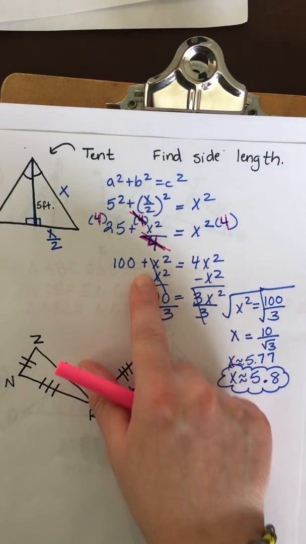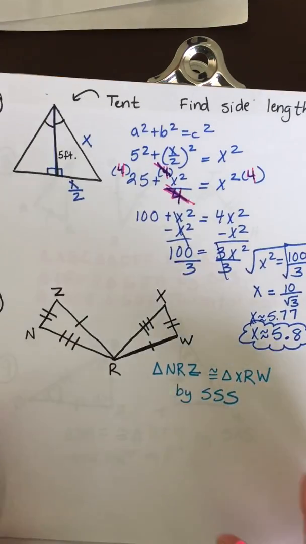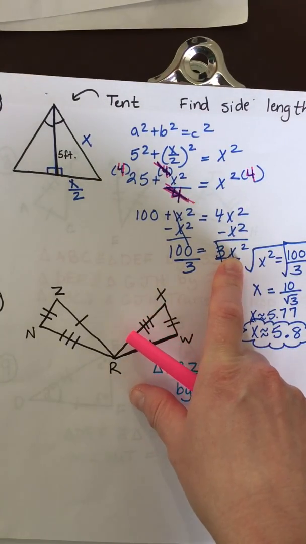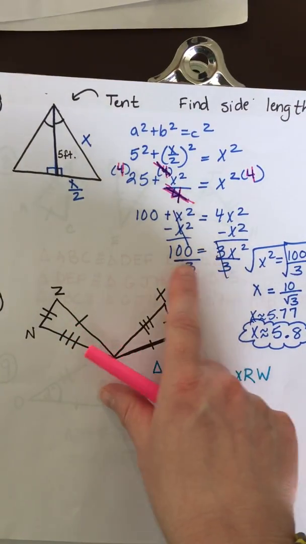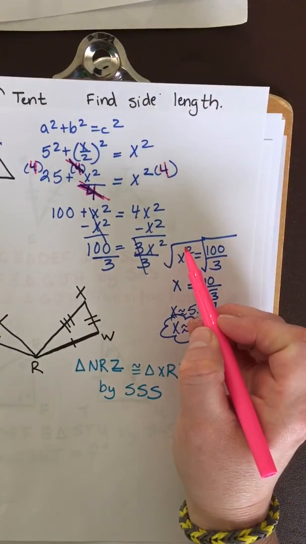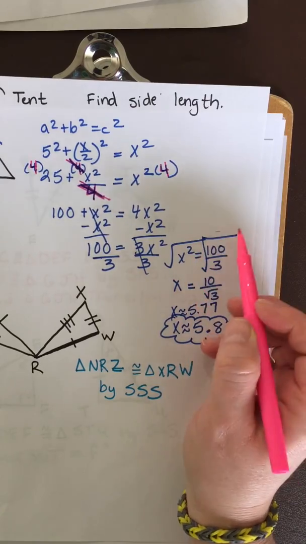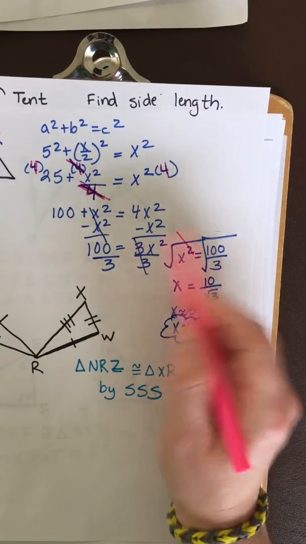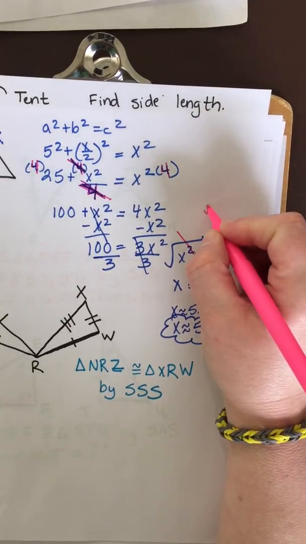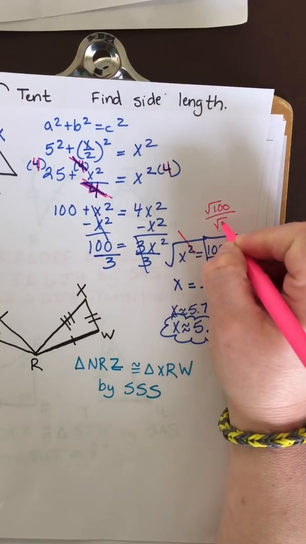You want to bring your x squareds to one side, so I subtracted an x squared. 4x squared minus 1x squared is 3x squared. Bring down your 100. Divide by 3. That doesn't go evenly, so I left it a fraction. To get rid of a square, you take the square root. If I do it to one side, I do it to the other. So those will cancel. And I know what the square root of 100 is. This is like the square root of 100 over the square root of 3.